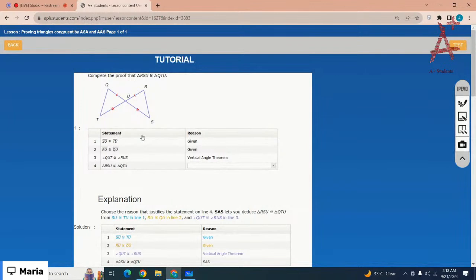Complete the proof that triangle RSU and QTU are congruent, right? Okay, so SU is congruent to UT and RU is congruent to QU, right? These two are given. Also, angle QUT and angle RUS are congruent, right? So that means it is side, angle, and side. Let's just start with the test questions.